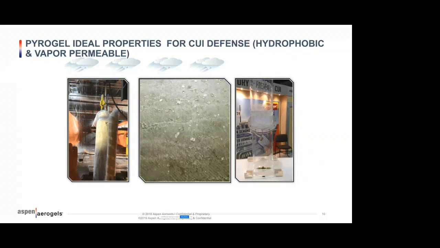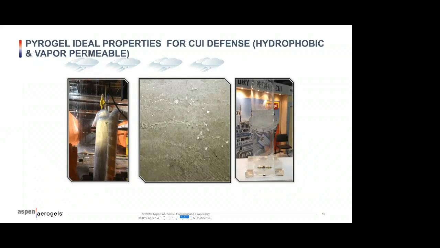So it's breathable. The key thing with CUI is that as long as you can keep the moisture and water away from your pipe surface, your vessel surface, it will reduce the risk of CUI. And that's exactly what Pyrogel does, because it's hydrophobic. It does not allow any water to penetrate into the insulation. But should water get underneath because of condensation or other reasons, there's an escape mechanism because it's breathable. And that's key. That's what we'll focus on through the rest of the presentation.